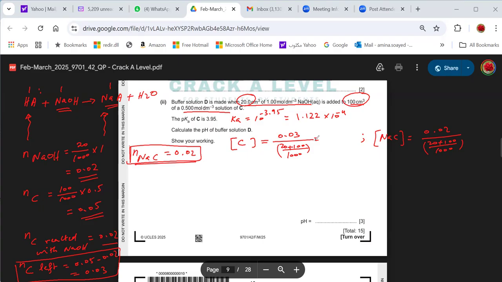So 0.03 divided by 0.12 will make 0.25. And for the other one, 0.02 divided by 0.12, this will make 0.01666.